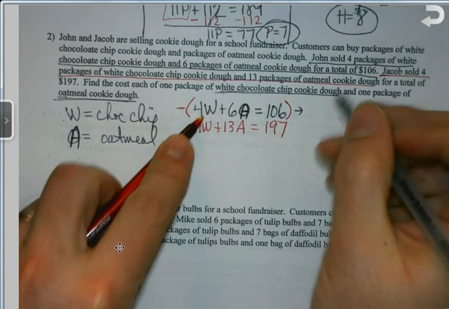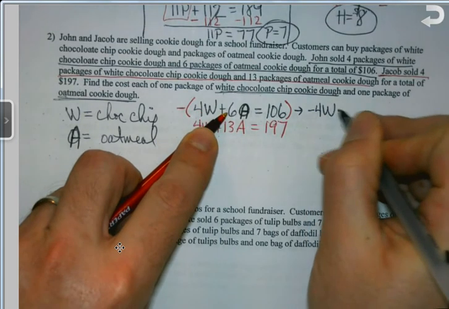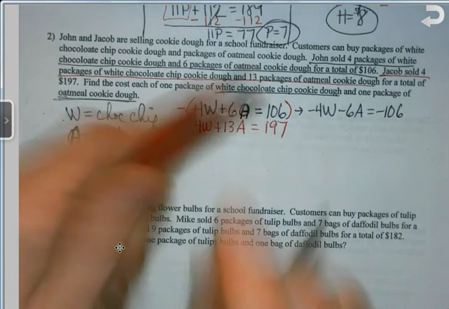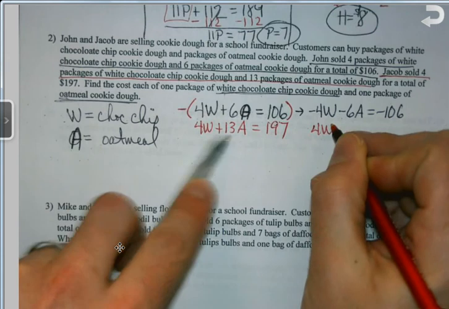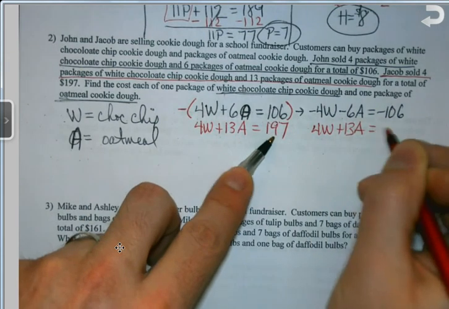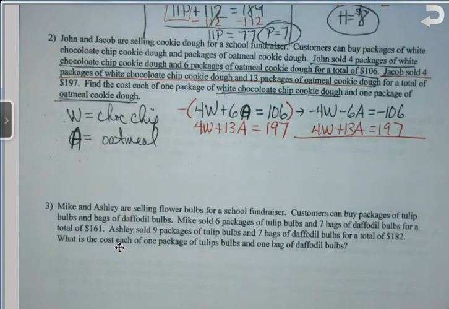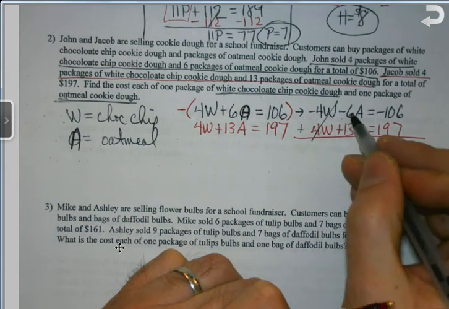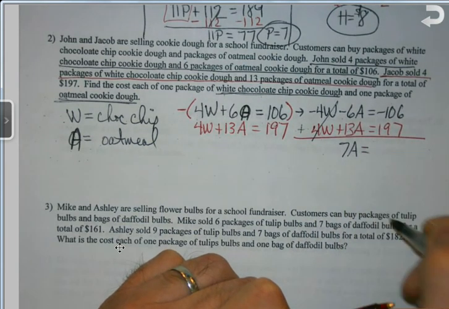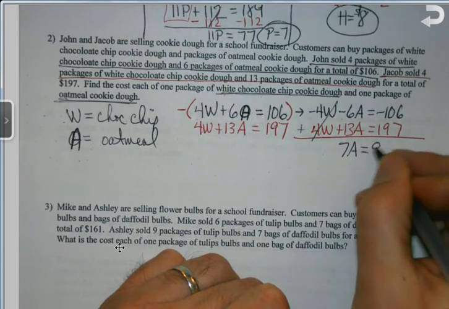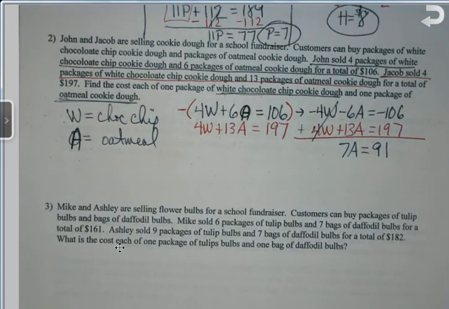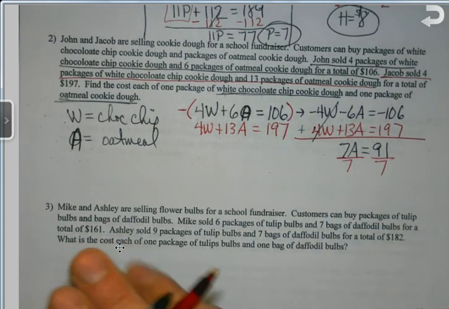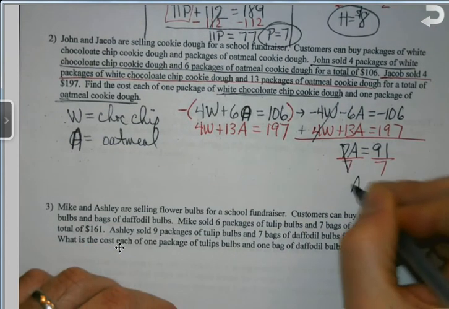Because then that changes the signs on every one of those. And then when I decide I'm going to leave the bottom one alone, I get my opposites. -4 and 4 cancel. -6 plus 13 is a +7A. -106 plus 197 is 91. And just like it is for all of these, that last step is going to be to divide by 7.